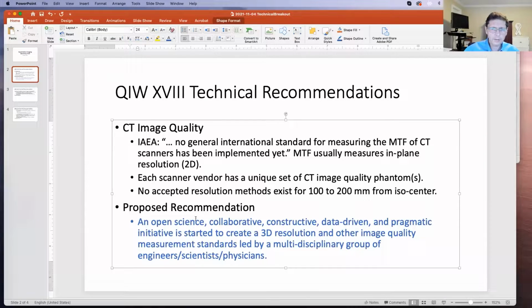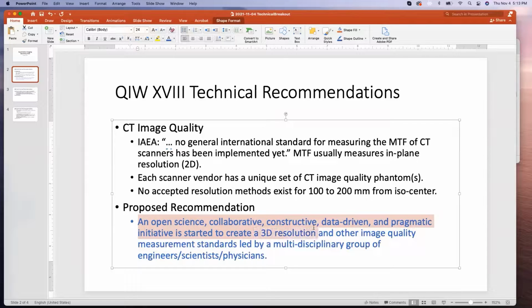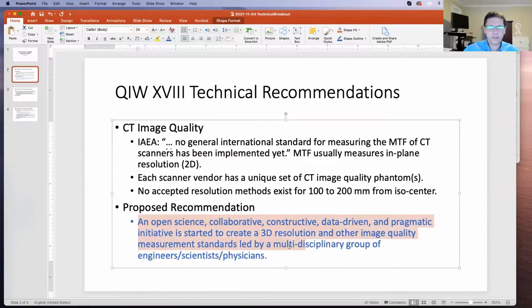This is not asking us to set a standard. This is recommending that an open, collaborative, multidisciplinary group works on creating a standard. That's all it is.